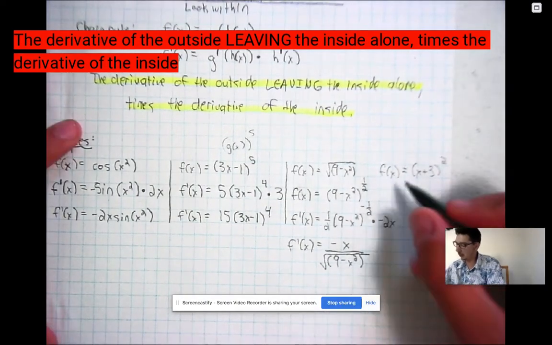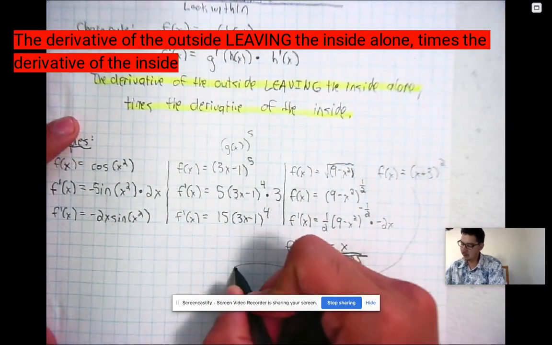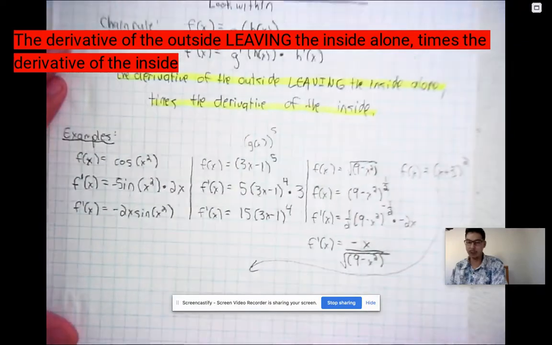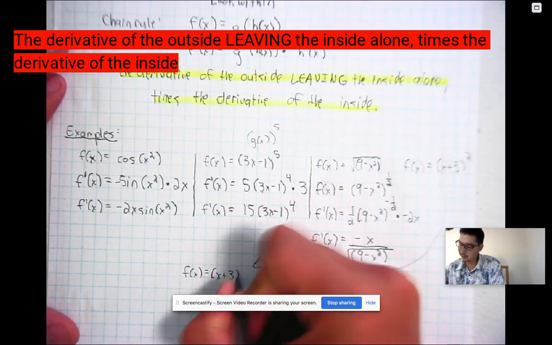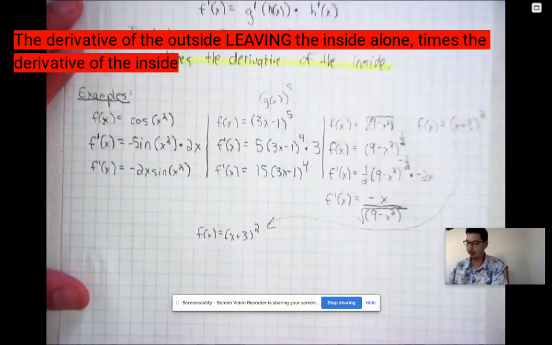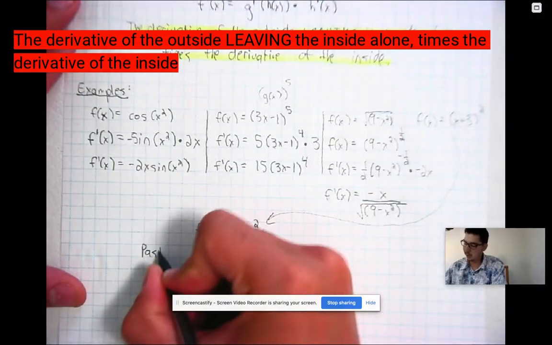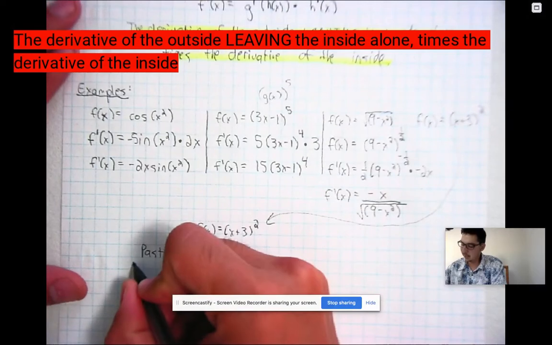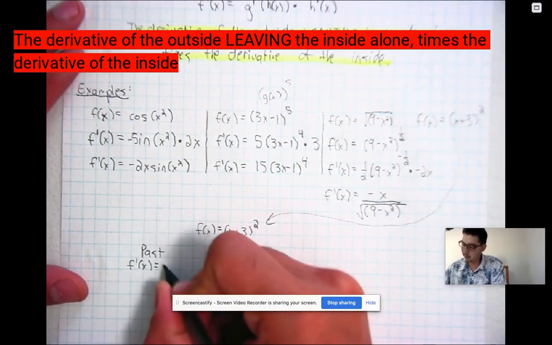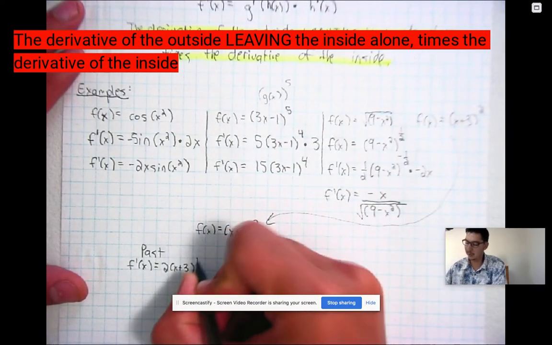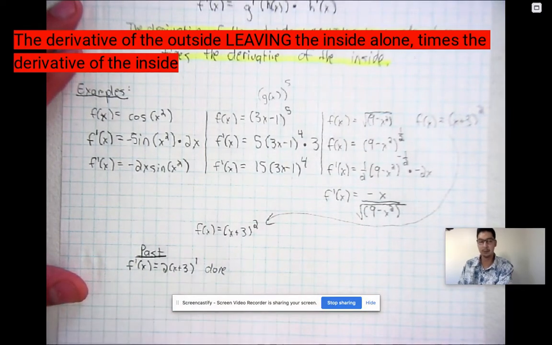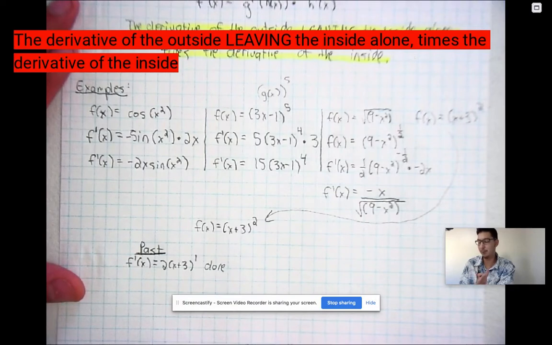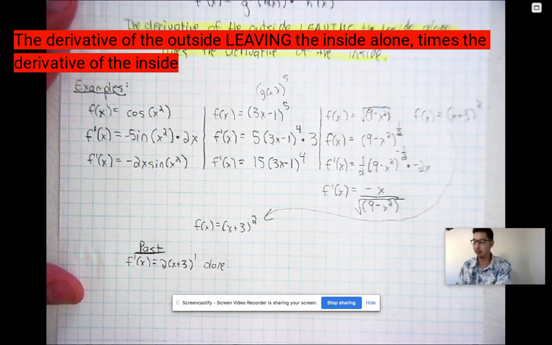Now, let's look at this one over here. I'm going to bring this one down. Now, we've done this in the past. We've looked at f of x equals (x plus 3) squared. And in the past, what you would have done is you would have said, okay, f prime of x will equal 2 times (x plus 3) to the first, and you would have been done. That's what we've done in the past. And in fact, you're not wrong. We just never really taught you the chain rule yet.